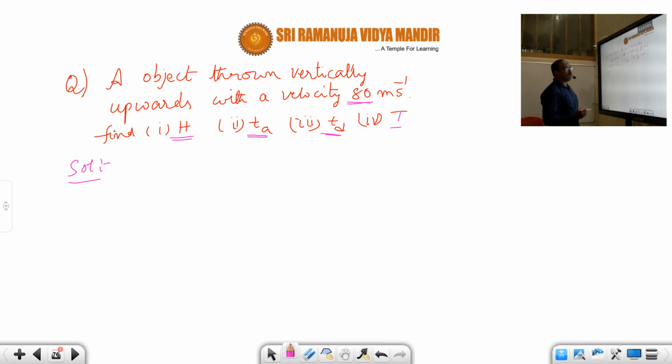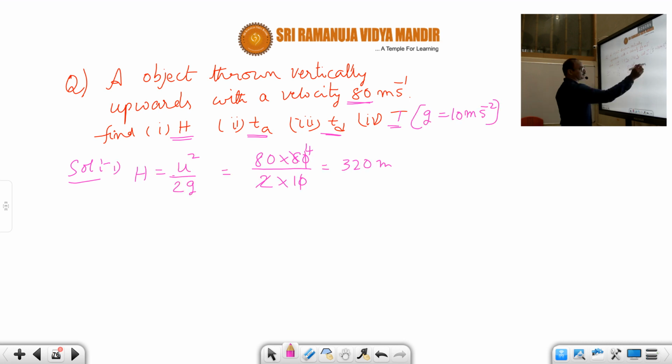So, substituting the u value. What is the u value given here? 80. So, 80 into 80 divided by 2 into g. G equals 10. The 10 gets cancelled, and 80 into 80 divided by 20 gives 320 meters. That is the maximum height reached by it.